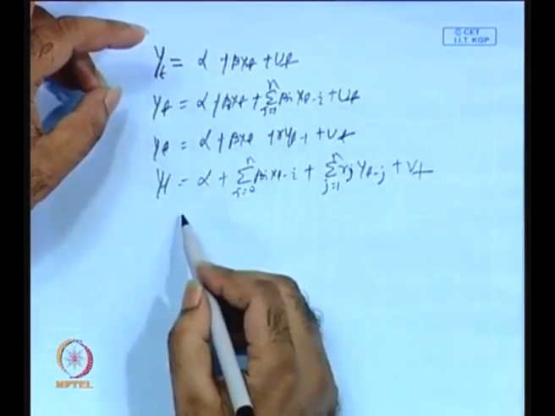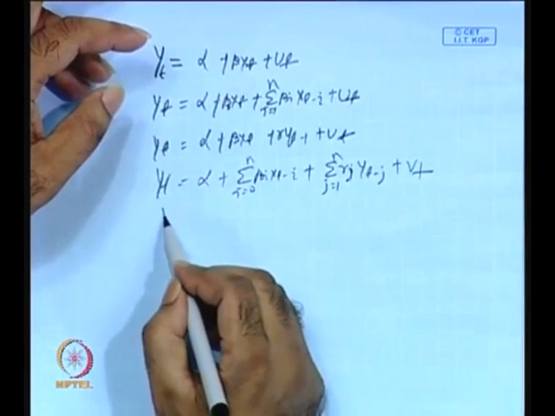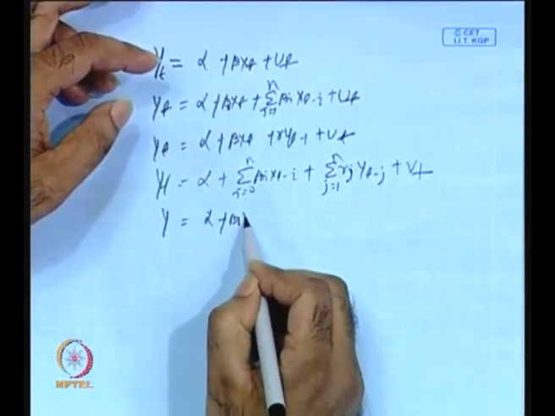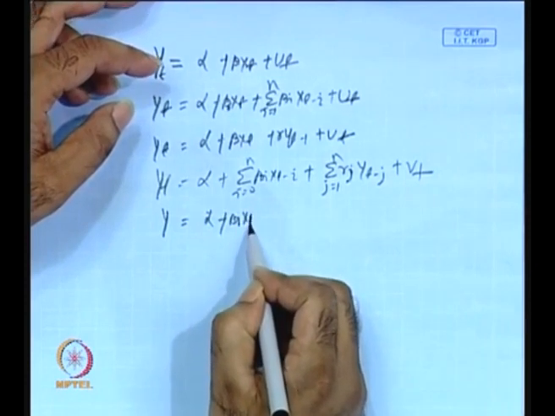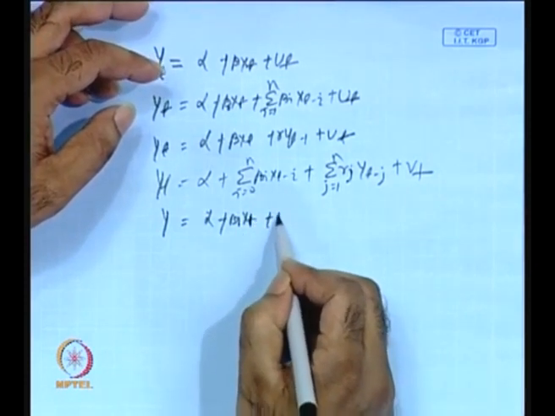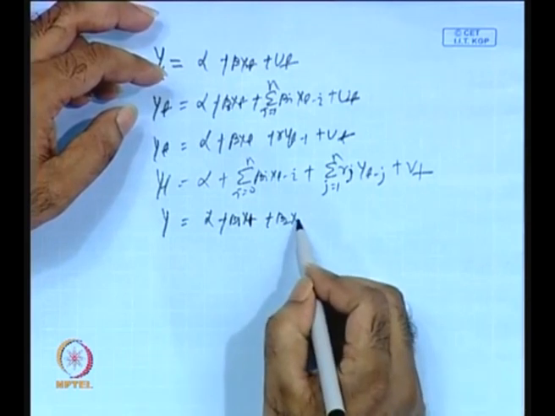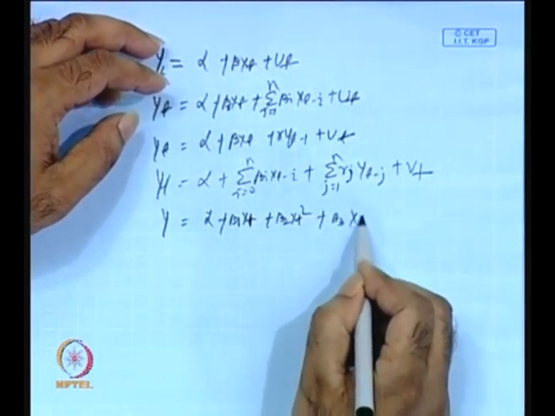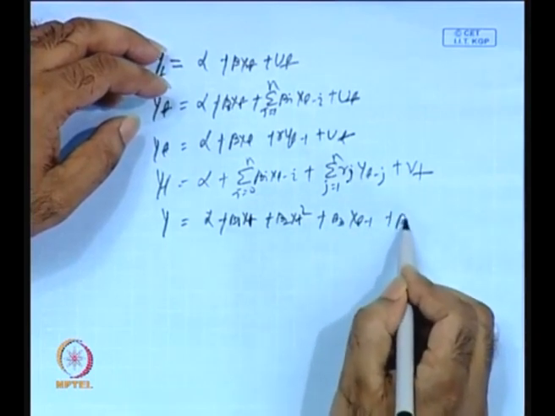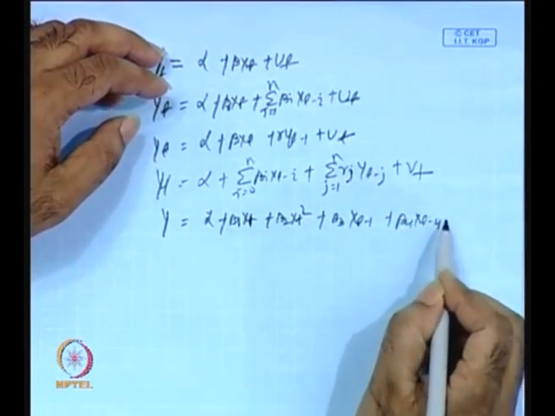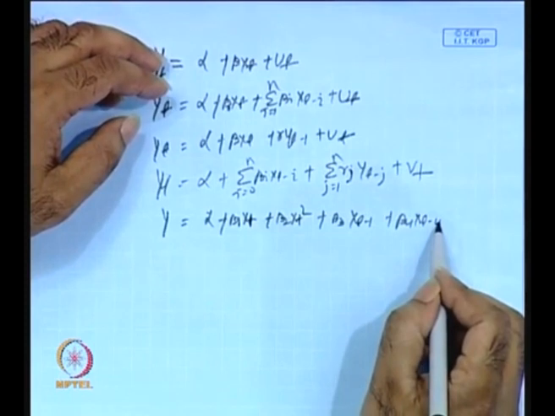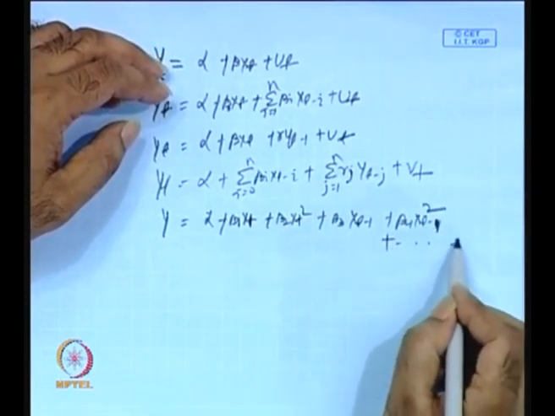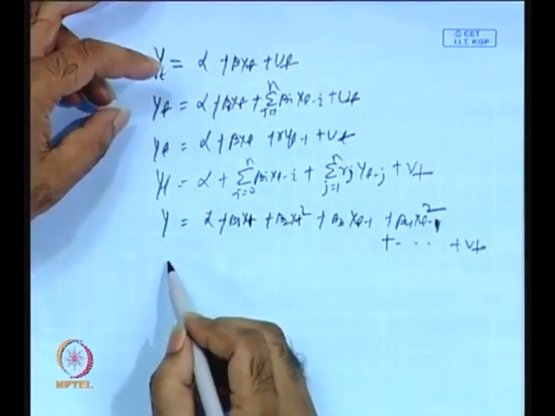Okay, this is another form of the model. Then we can also write alpha plus beta 1 x t plus beta 2 x t squared, plus beta 3 x t minus 1 plus beta 4 x t minus 1 whole squared, and it will continue plus b t. This is another form of the model.